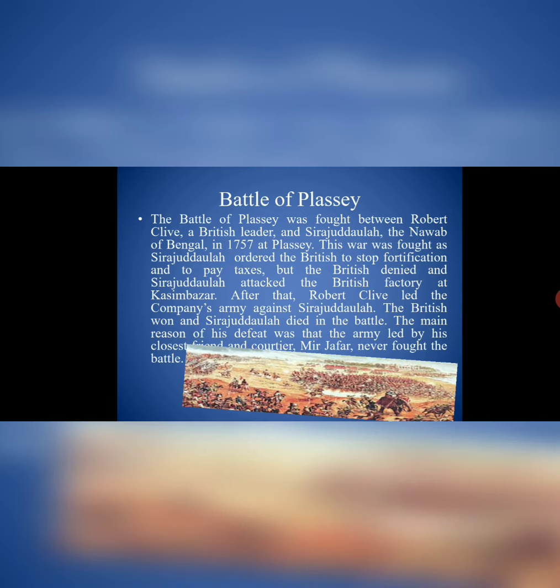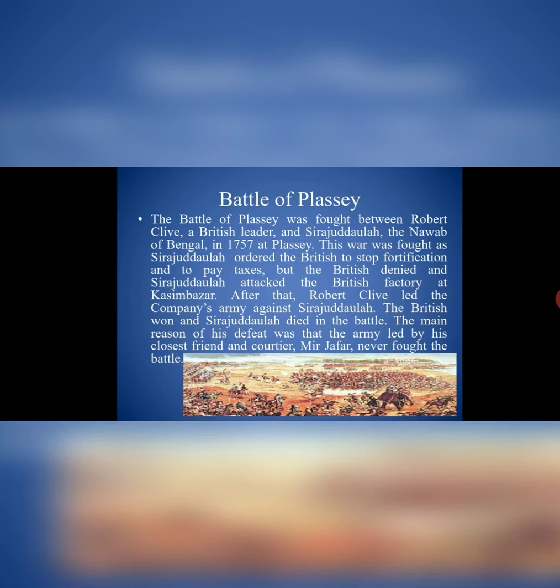The Battle of Plassey was fought between Robert Clive, a British leader, and Sirajuddaulah, the Nawab of Bengal, in 1757 at Plassey. This war was fought as Sirajuddaulah ordered the British to stop fortification and to pay taxes, but the British refused, and Sirajuddaulah attacked the British factory at Qasim Bazar. After that, Robert Clive led the company's army against Sirajuddaulah. The British won and Sirajuddaulah died in the battle.